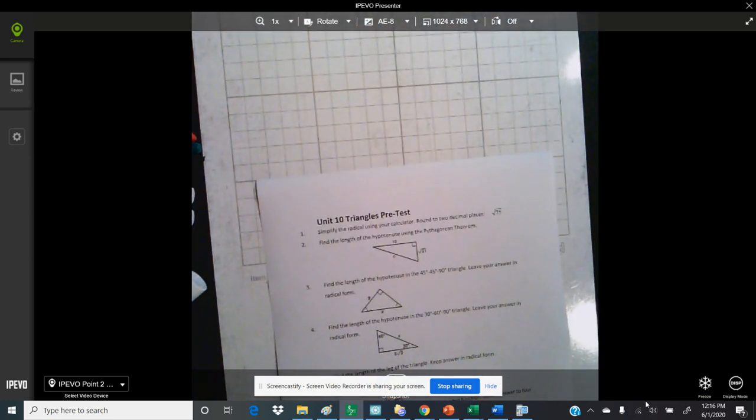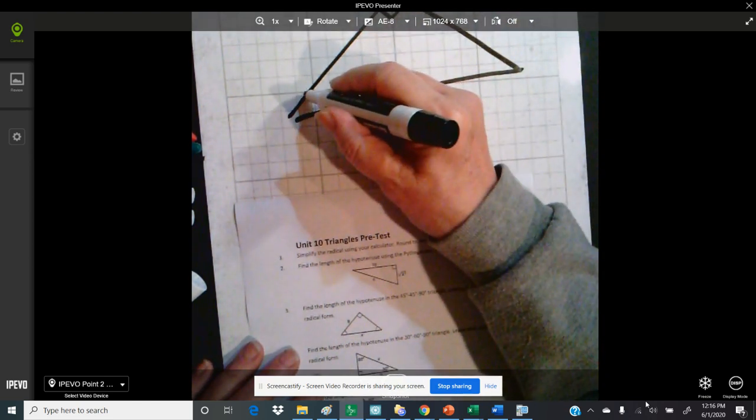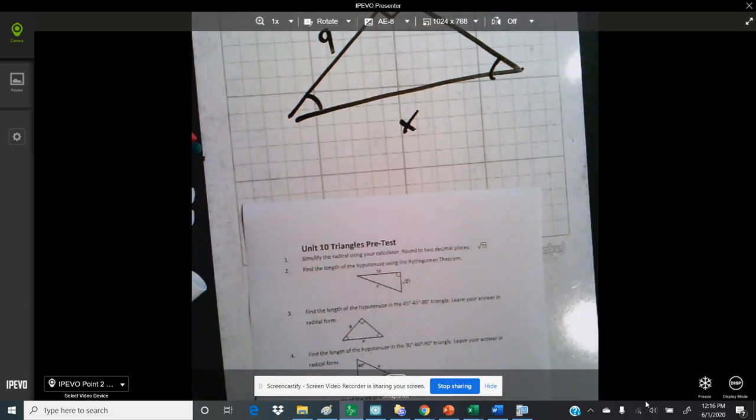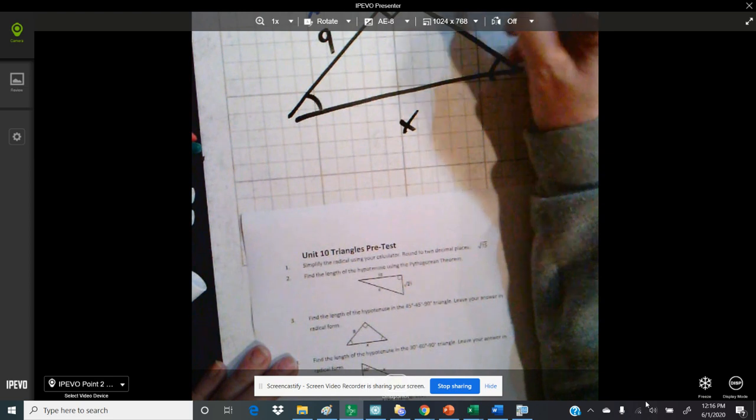Number 3 says, find the length of the hypotenuse in a 45, 45, 90 triangle. Leave your answer in radical form. So they give you this triangle here, and they tell you it's a 45, 45, 90 triangle. And they tell you that this is 9 and this is x. So if you remember the pattern, right? This here is a side, so we'll call that x. This here is another side, we'll call that x.